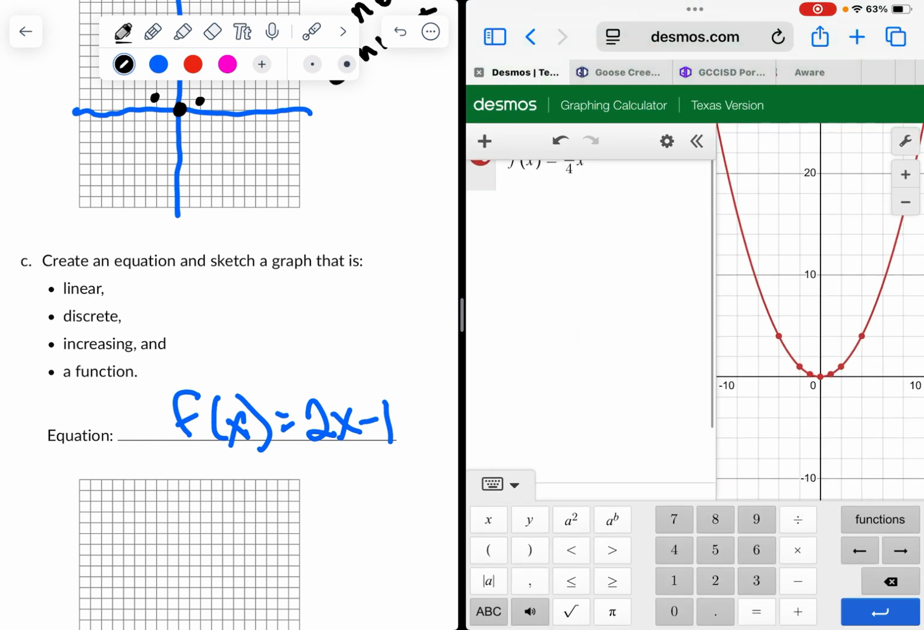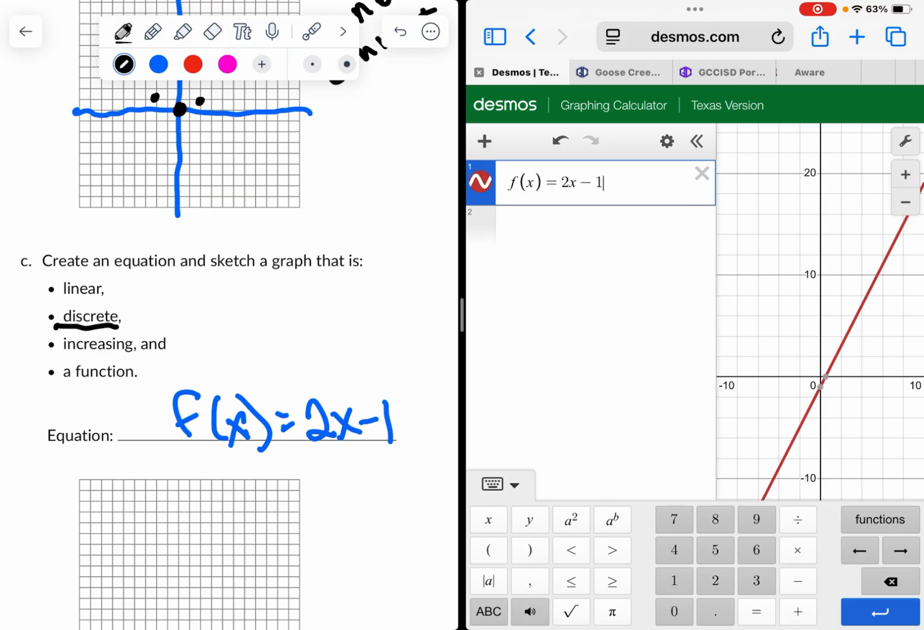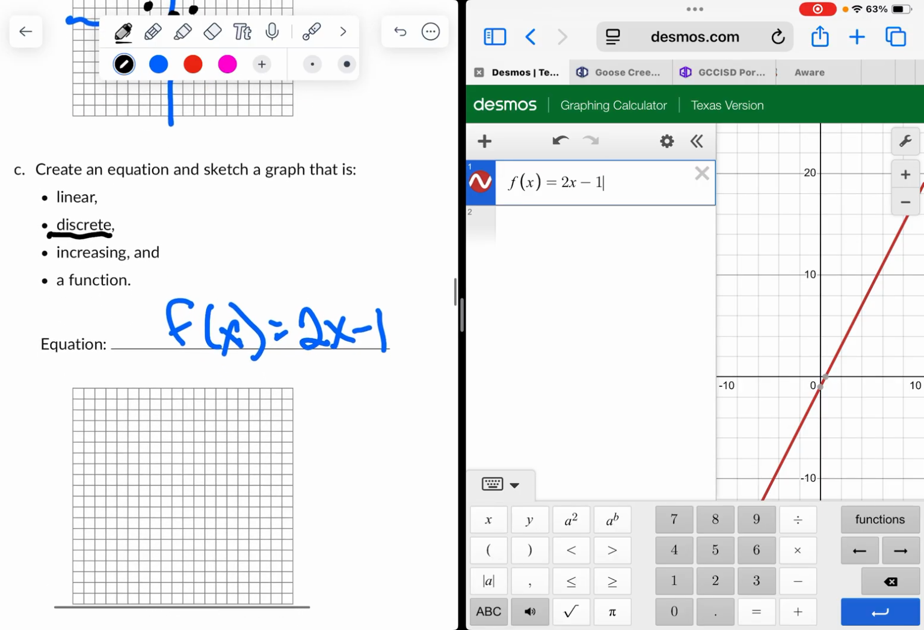I'm going to go back to Desmos. I'm going to clear out the one that I have. And I'm going to put in 2x minus 1 because that's in that linear format. So 2x minus 1. Oh, look, it's a straight line. They want this one to be discrete as well. So I am not going to connect the line. I'm going to go get a few dots off of Desmos, and I will use just those dots.